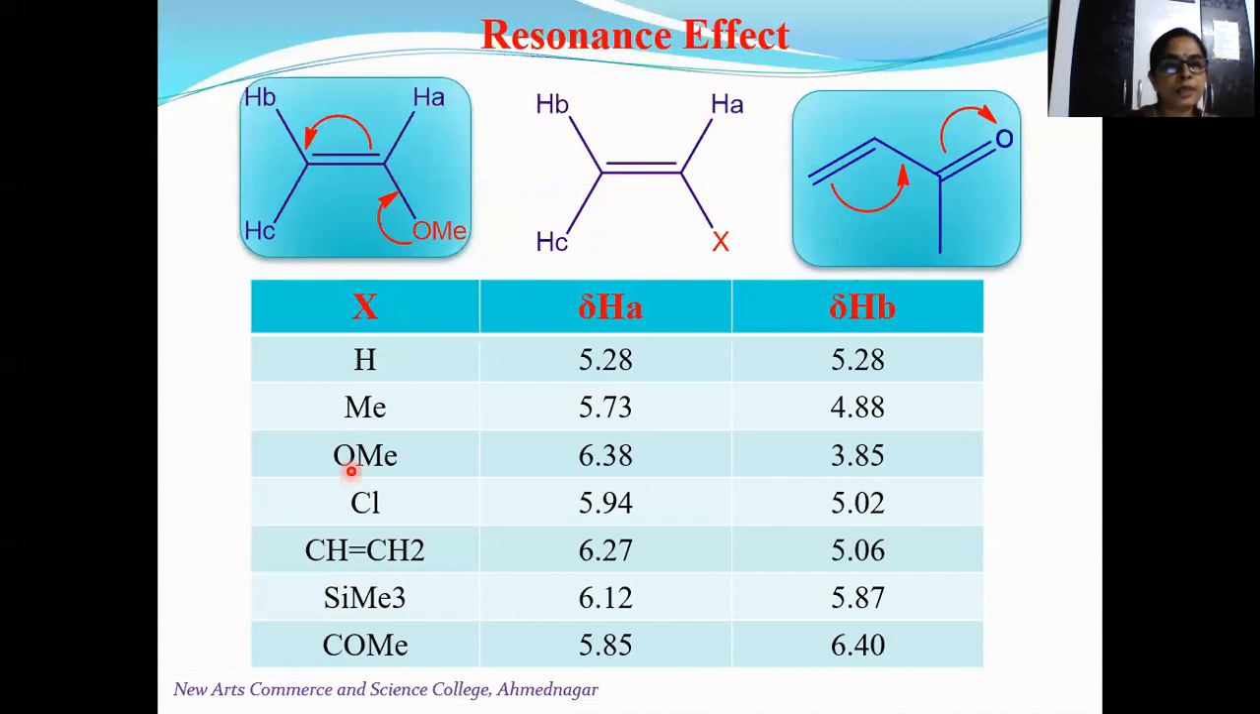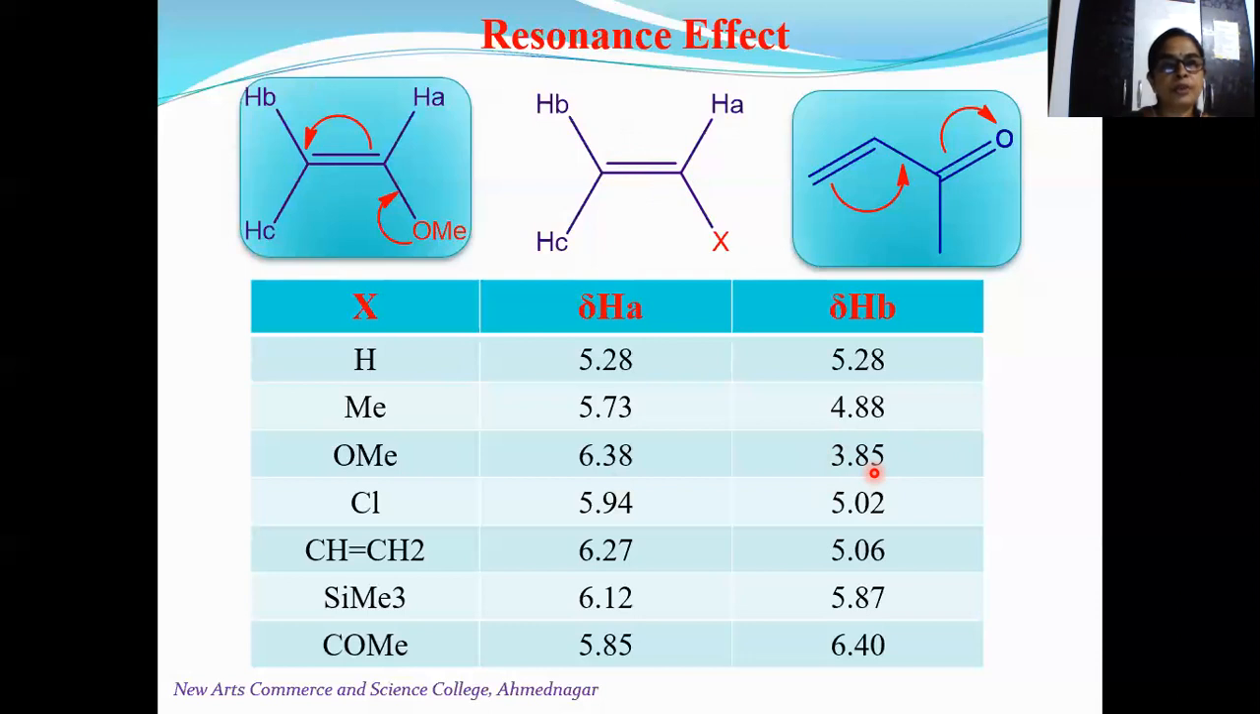If methyl is replaced by methoxy, now this methoxy group will exert an electron donating resonance effect. The oxygen electron pair is delocalized into this system like this, and the beta carbon atom now gets the negative charge, that is, the beta carbon atom is electron rich. As it is electron rich, the protons attached to this carbon atom are shielded protons. So look at the delta value of the beta proton when methoxy is the substituent. The value is 3.85.